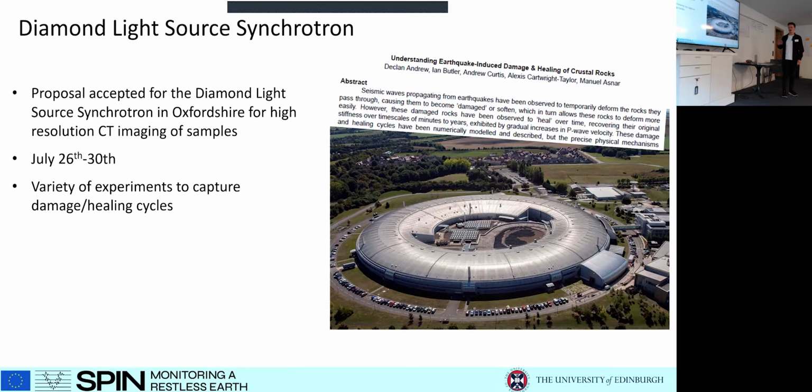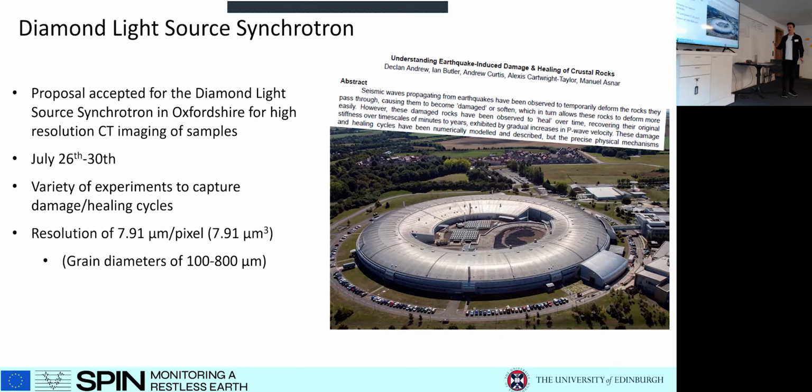We've got a variety planned. We're going to try to cast a wide net, but importantly, we're on a very, very high resolution beamline for X-ray imaging, and the resolution of these will be about 8 microns per pixel. So going back to those grain diameters I talked about earlier, we've got grain diameters ranging from 100 to 800 microns, which should be a good enough resolution to try to capture what is happening at a very small, high-resolution scale.